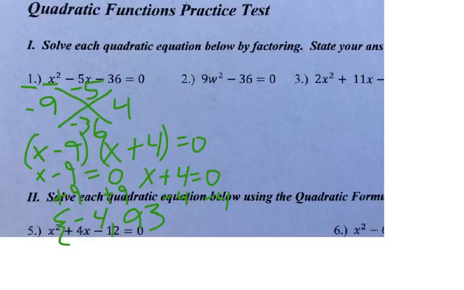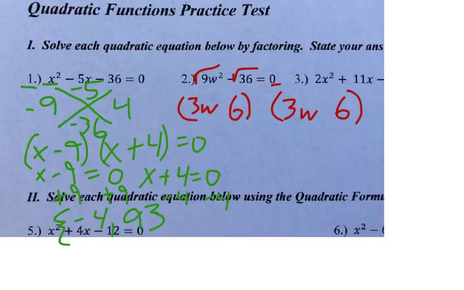Okay, number 2. Number 2 is set equal to 0, that's good. And I'm looking there and I see that both of those are perfect squares. So that's called difference of squares, when you can just take the square root of each term. And in parentheses you can put your two solutions there, or two factors. The square root of 9 is 3, the square root of w squared is w, the square root of 36 is 6. So I just write 3w and 6 twice.